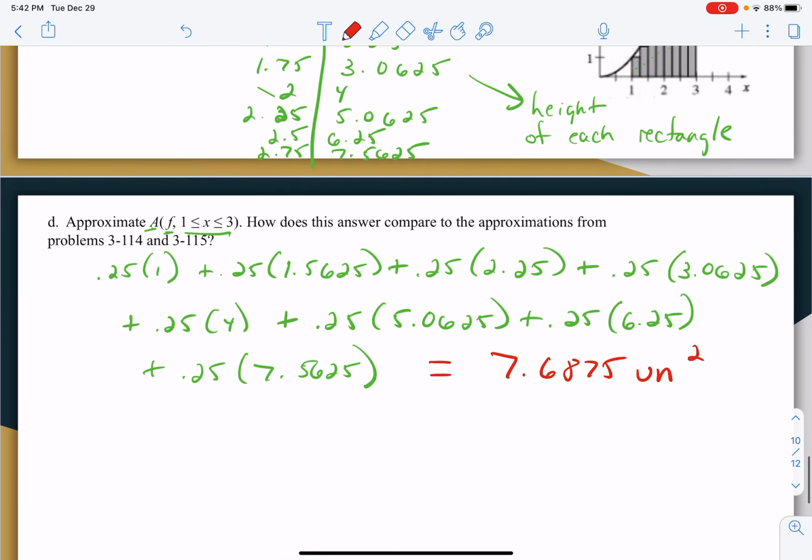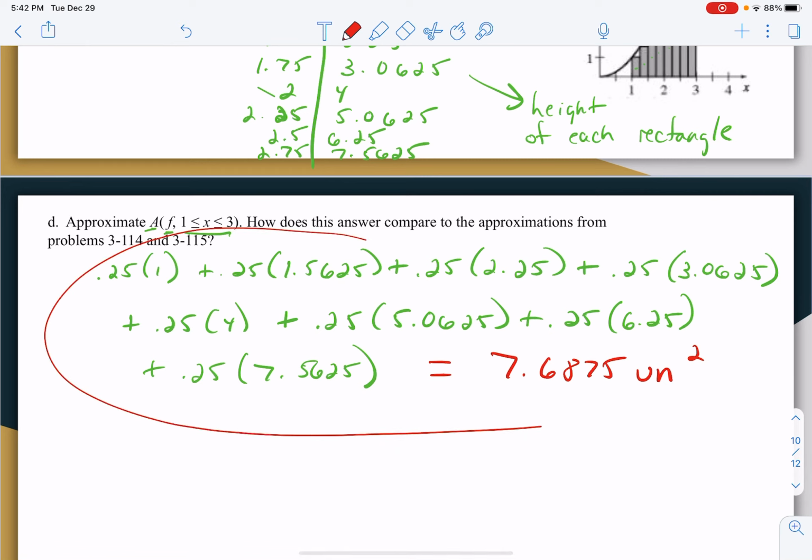Tomorrow we'll look at how to take this sum and write it in sigma notation.